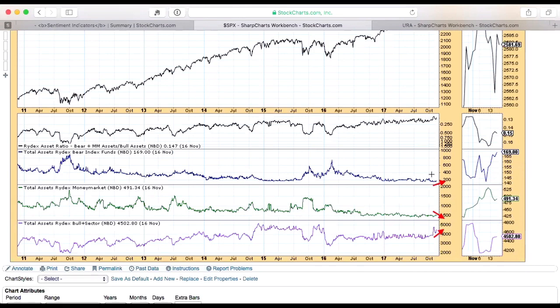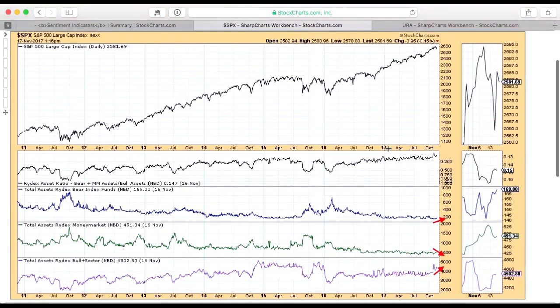I think if we start seeing a really good run on the bear funds, a lot more people buying into those inverse funds, that's when we're going to get to that really bearish place. I think we're getting there, because at this point you can see the assets are rising in the bull funds, but not as high as previously. So we're starting to see a bit of rotation into those bear funds.